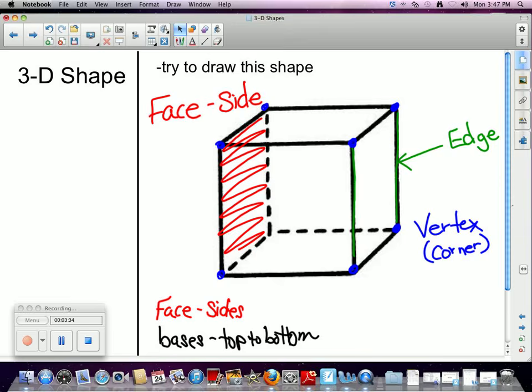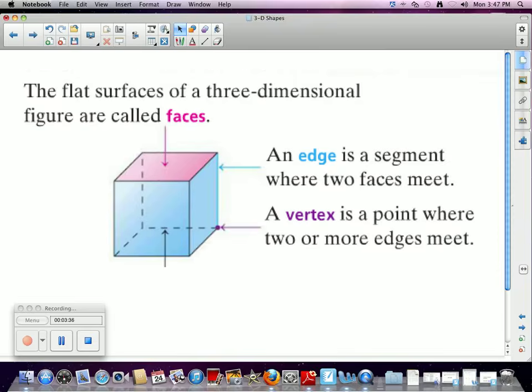If you need a professional drawing of one, here it is. The flat surfaces of a three-dimensional figure are called faces. Now, they call everything a face. We are going to separate our faces out from our bases, and you'll find out why in a minute. An edge is a segment where two faces meet, and a vertex is a point where two or more edges meet. So it's the exact same drawing you just had.